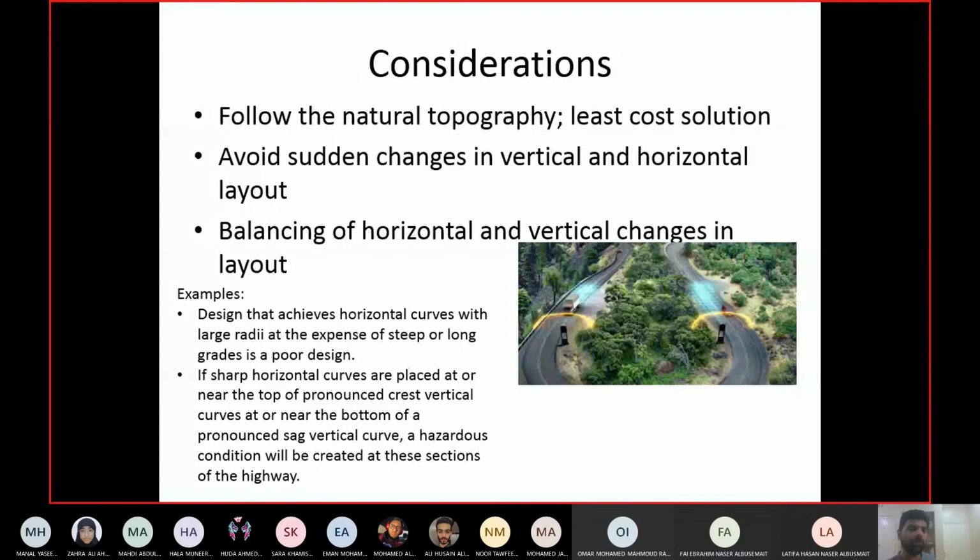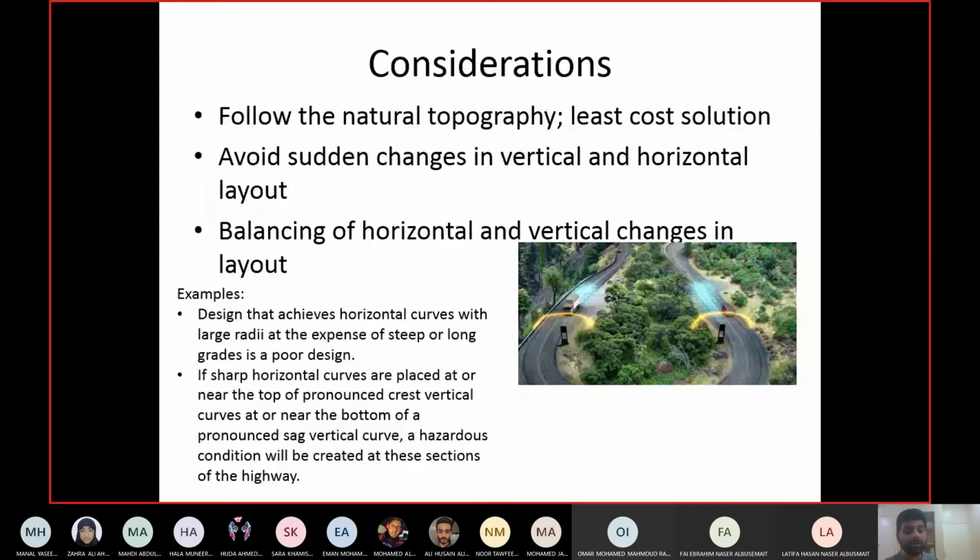So you are trying to avoid danger from one end and you are introducing it at the other. So maybe you can reduce the radius and at the same time you can reduce the gradient as well. There should be some balance, some in-between point where both things can be negotiable.